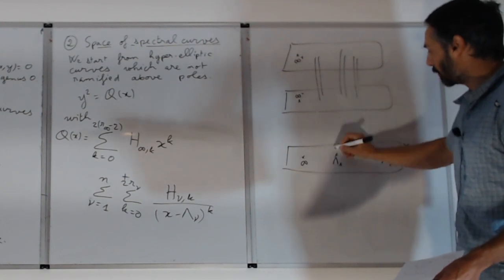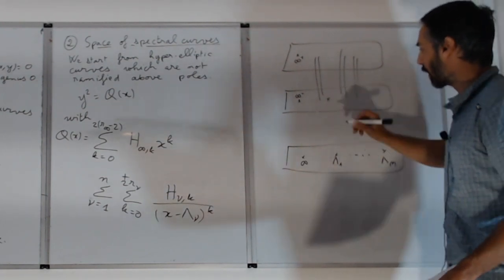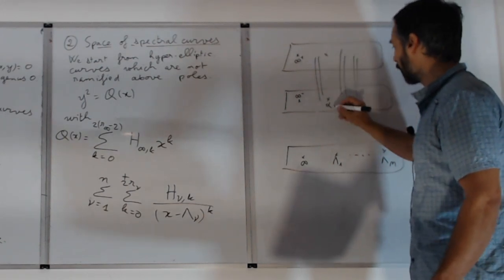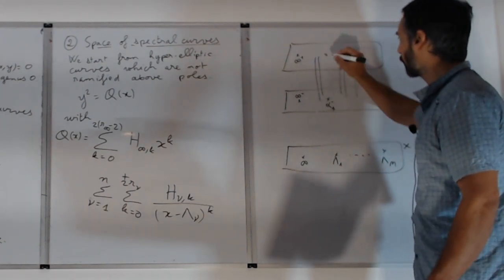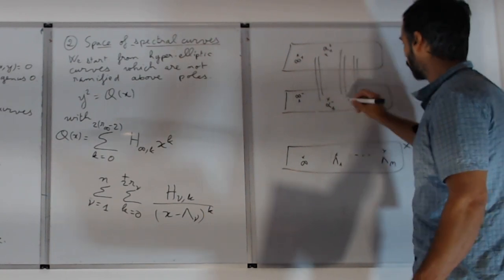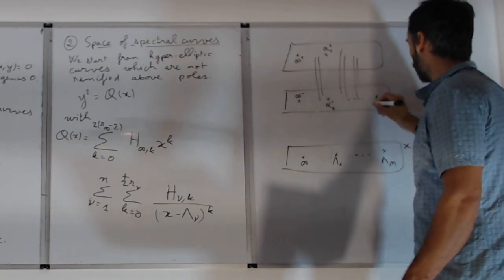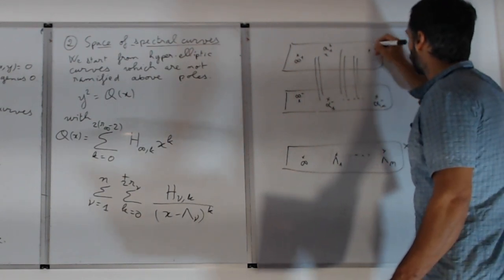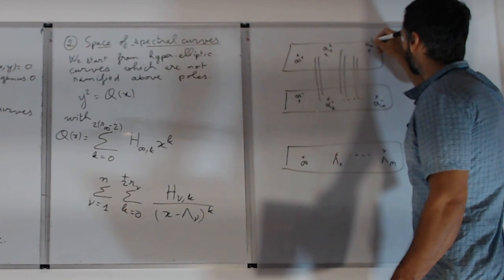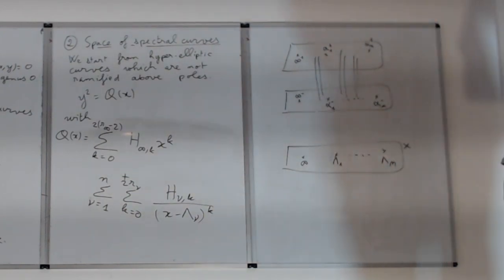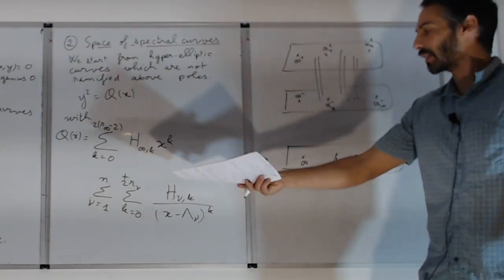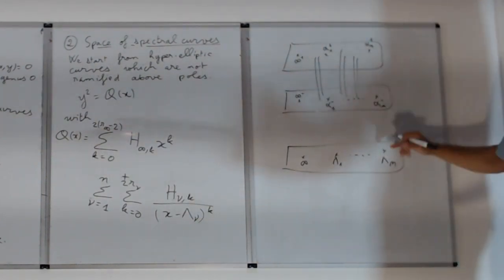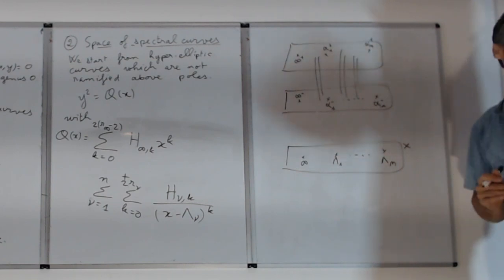And above lambda 1, I will call the two points above it alpha 1 minus and alpha 1 plus, and so on, alpha n minus and alpha n plus. So the fact that I'm stopping here at even degree tells you that you've got two points in the fiber above each of these poles.